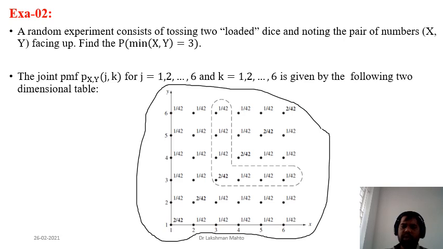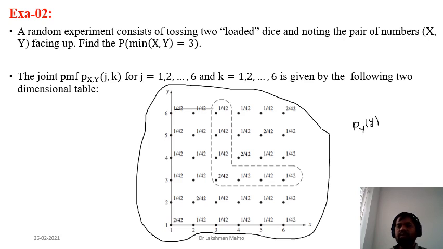Here the first random variable x is taking 6 values, it varies from 1 to 6, that means 1 2 3 4 5 6. Y is taking all these values. Now you have the joint probability mass function of this experiment, that means tossing two dice together. Now the question is: first find the marginal probability mass function of the second variable y.